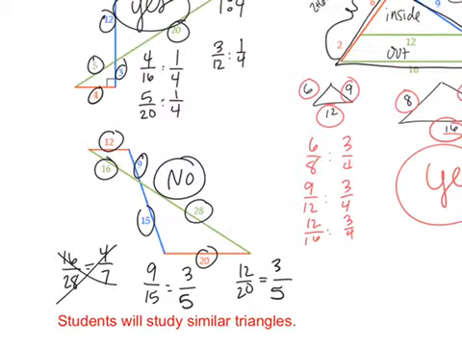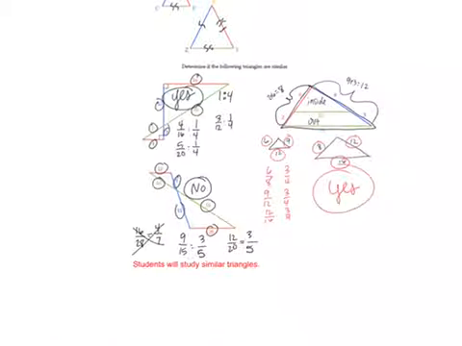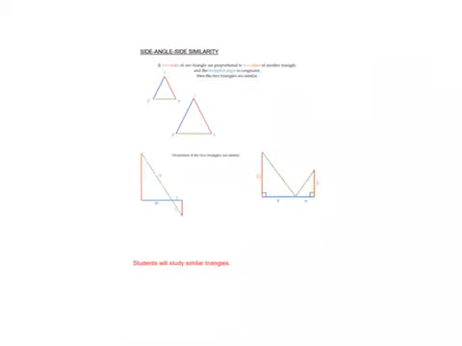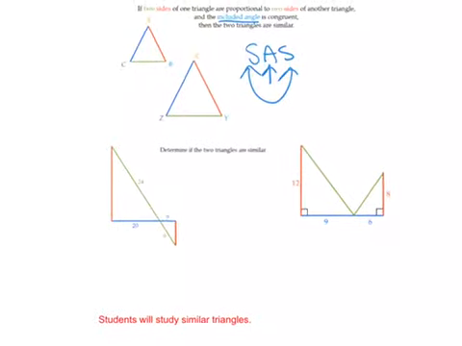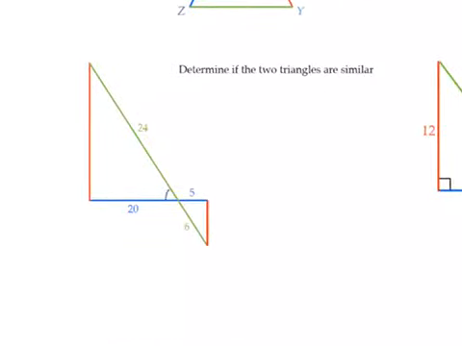So in order for them to be similar, all 3 sides have to be proportional. And then side, angle, side: if we have 2 sides and an included angle, the included angle, remember this is side, angle, side, not angle, side, side, because that doesn't exist because that's a dirty word. The angle has to be in between the 2 sides. So with this one, we have vertical angles here. So the sides have to be proportional.